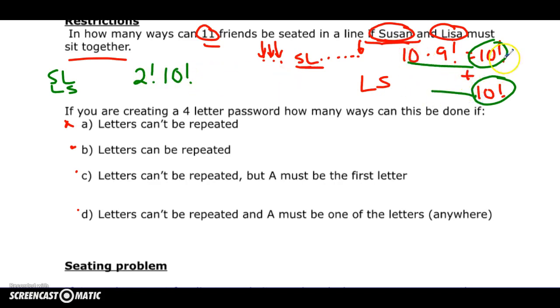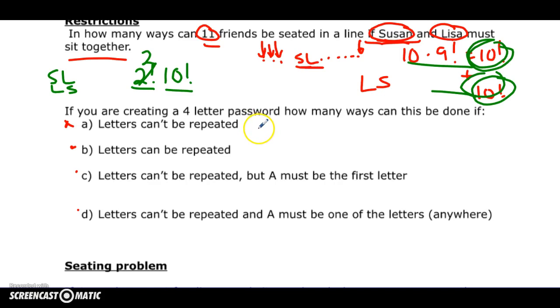So if you multiply 2 times 10 factorial, you get the same answer as you get over here. Okay, so this is 10 factorial plus 10 factorial, which is the same as 2 factorial times 10 factorial, right? Because what's 2 factorial? 2. So 2 times 10 factorial, 2 times 10 factorial. Kind of neat. Different ways to look at things. There's no right or wrong way to look at these questions, but there are right or wrong answers.